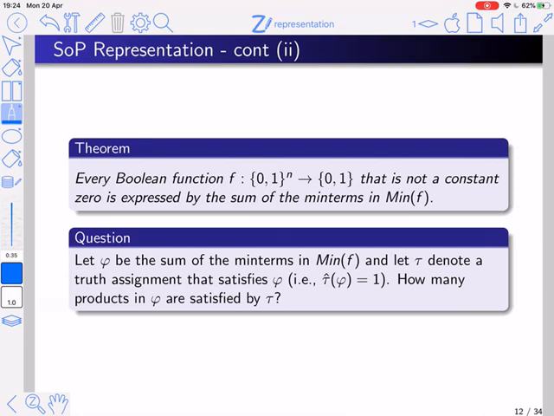Good. So we want to make it into a theorem. Every Boolean function that is not a constant zero function is expressed by the sum of the minterms of f. So you take the OR, this sum means OR, of all the minterms of f, and that Boolean formula that you obtain expresses the Boolean function f. Let's prove this theorem.